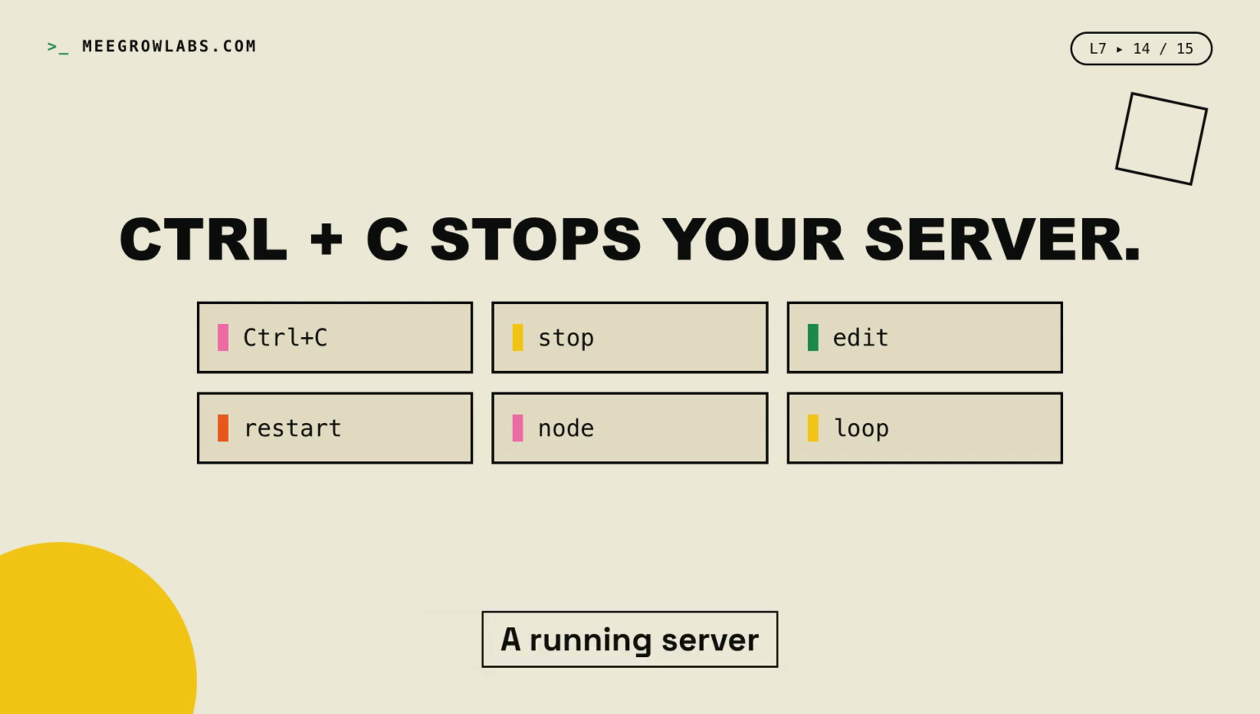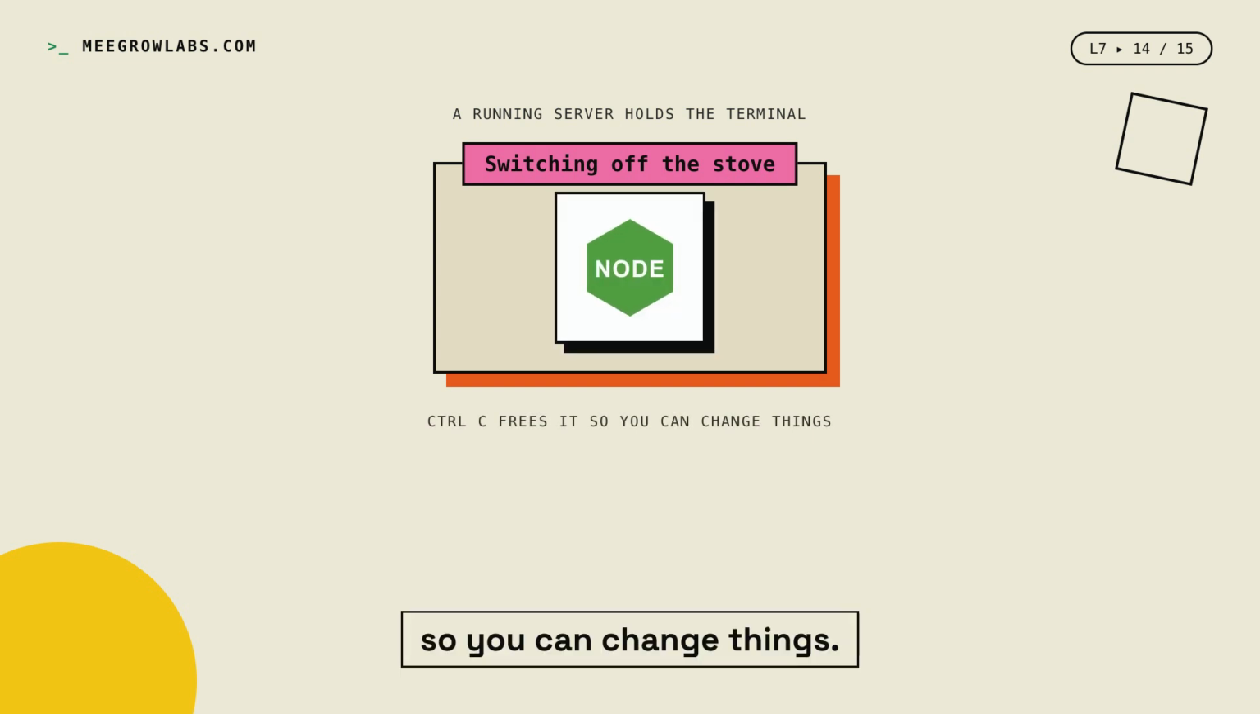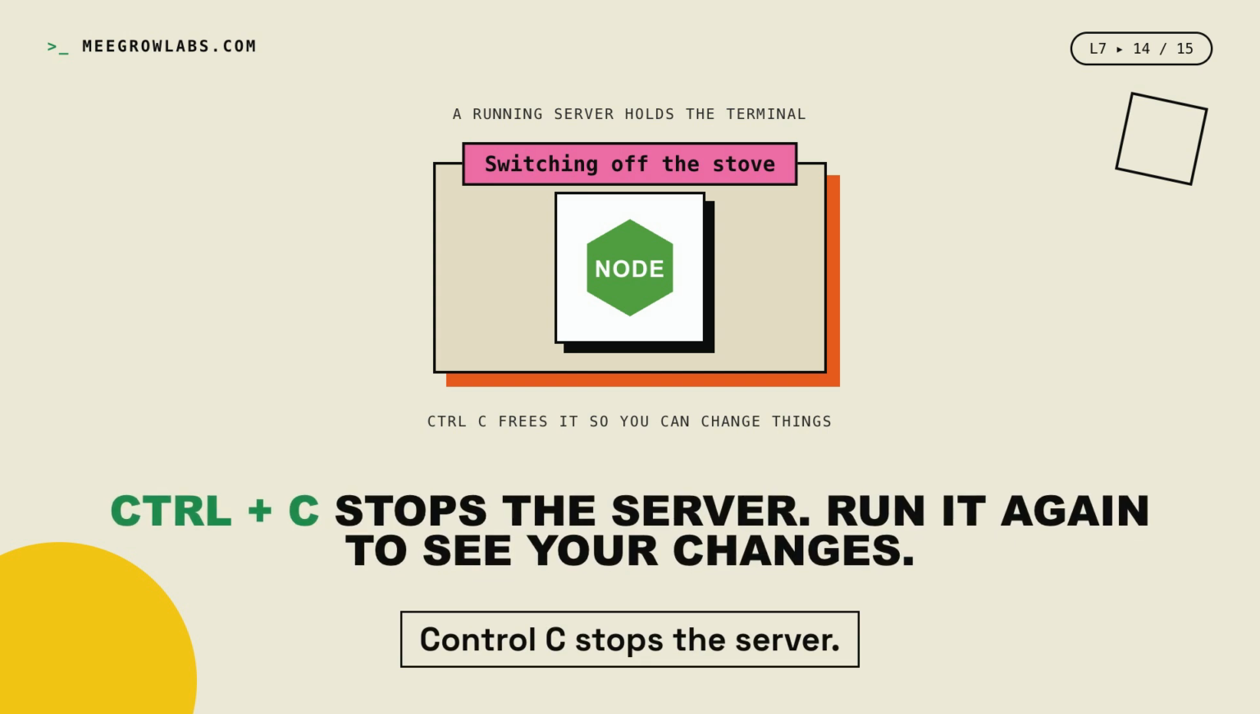A running server holds the terminal. Control C frees it so you can change things. Control C stops the server. Run it again to see your changes.